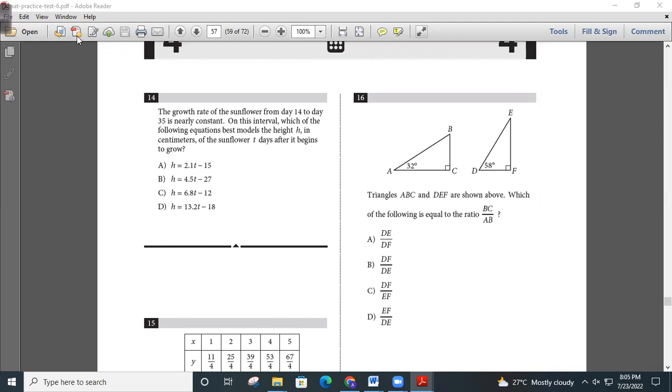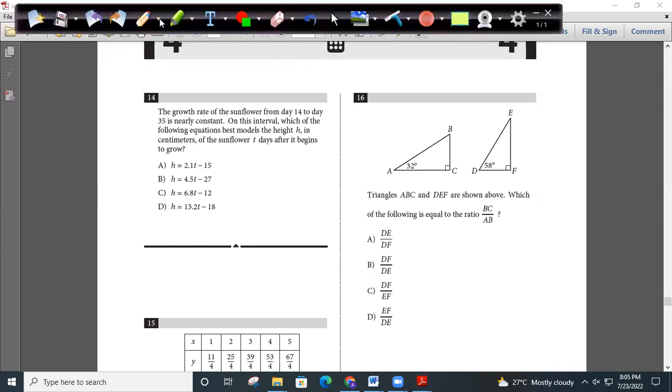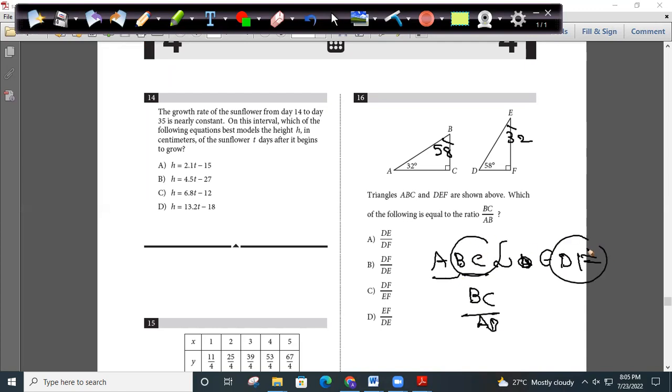So triangle ABC and triangle DEF, they give two triangles. Let me see those two triangles. This should be 32. This also should be 58. So triangle ABC is similar to: A is the same as E, B is the same as D, C is the same as F. Now they are asking BC by AB. BC corresponds to DF or FD, and AB corresponds to ED or DE. So DF by DE.